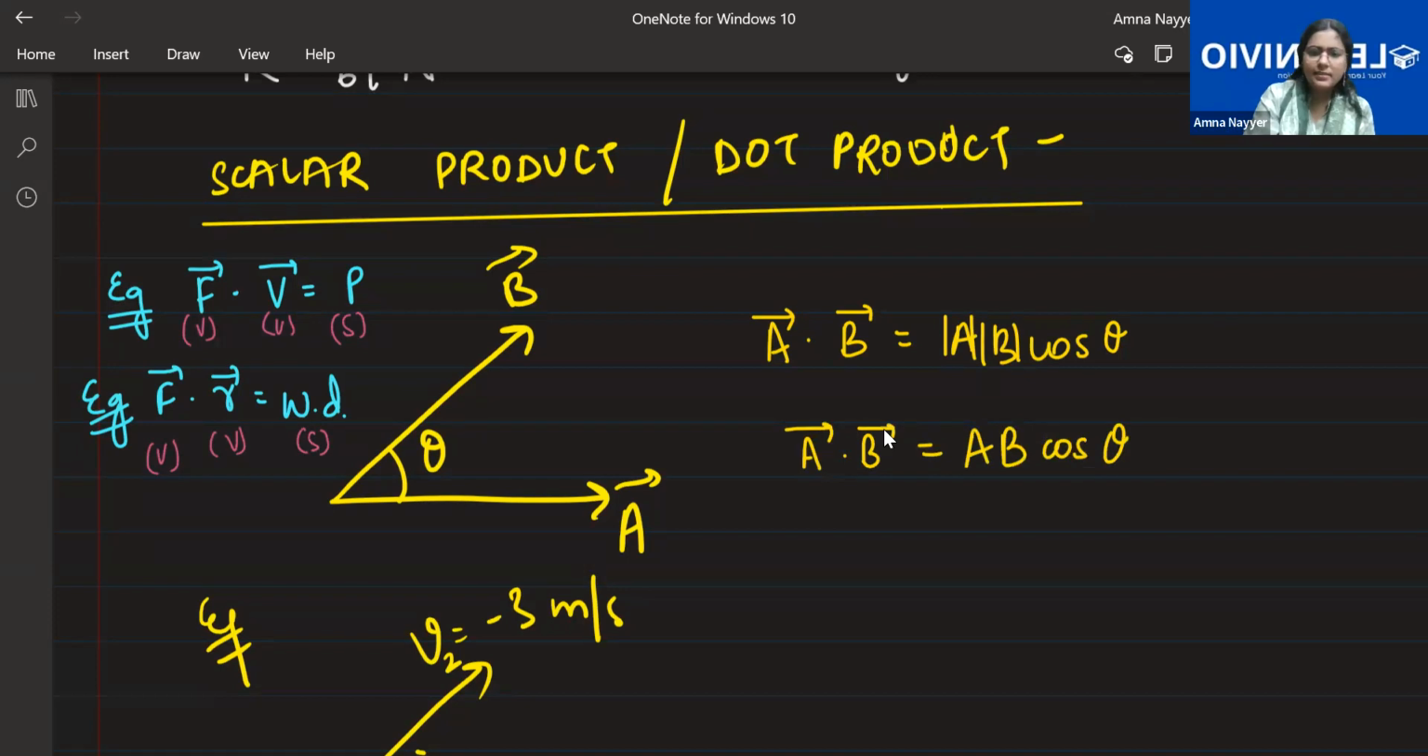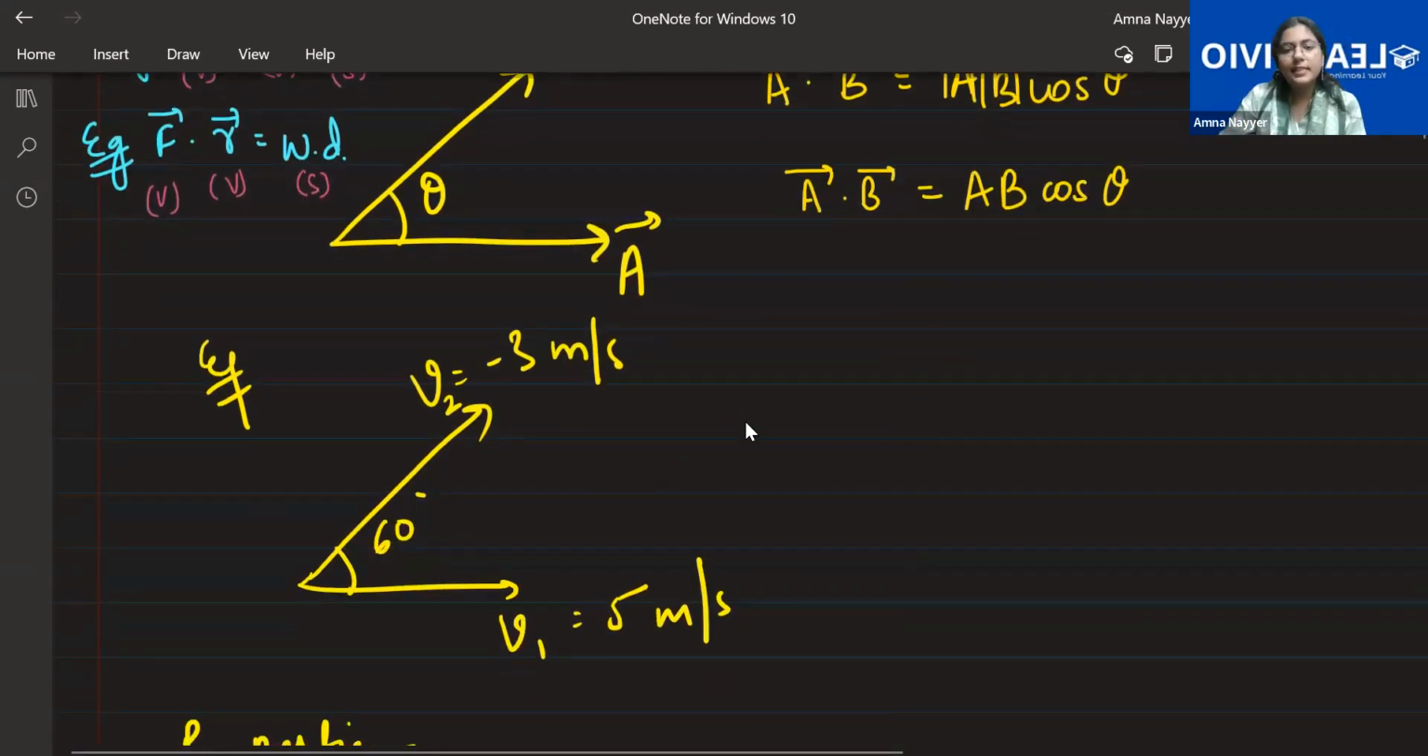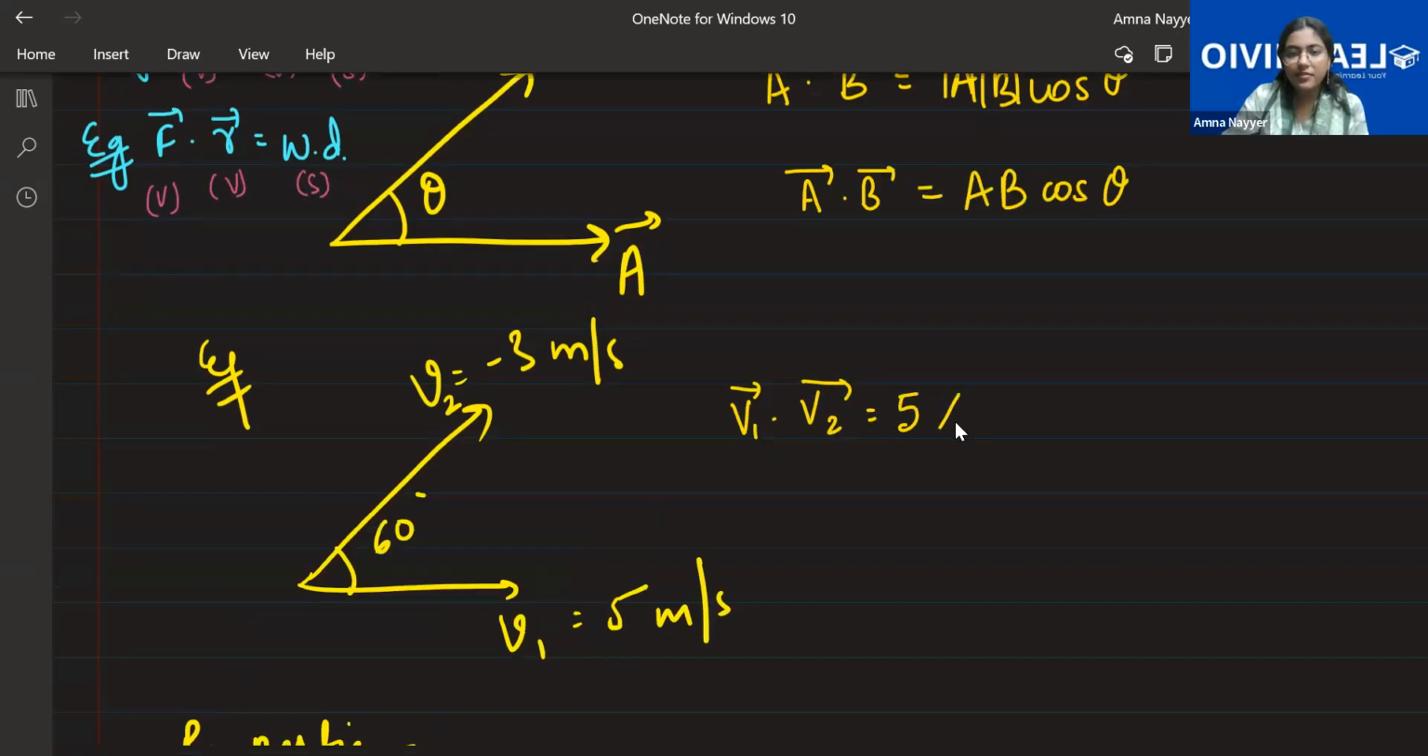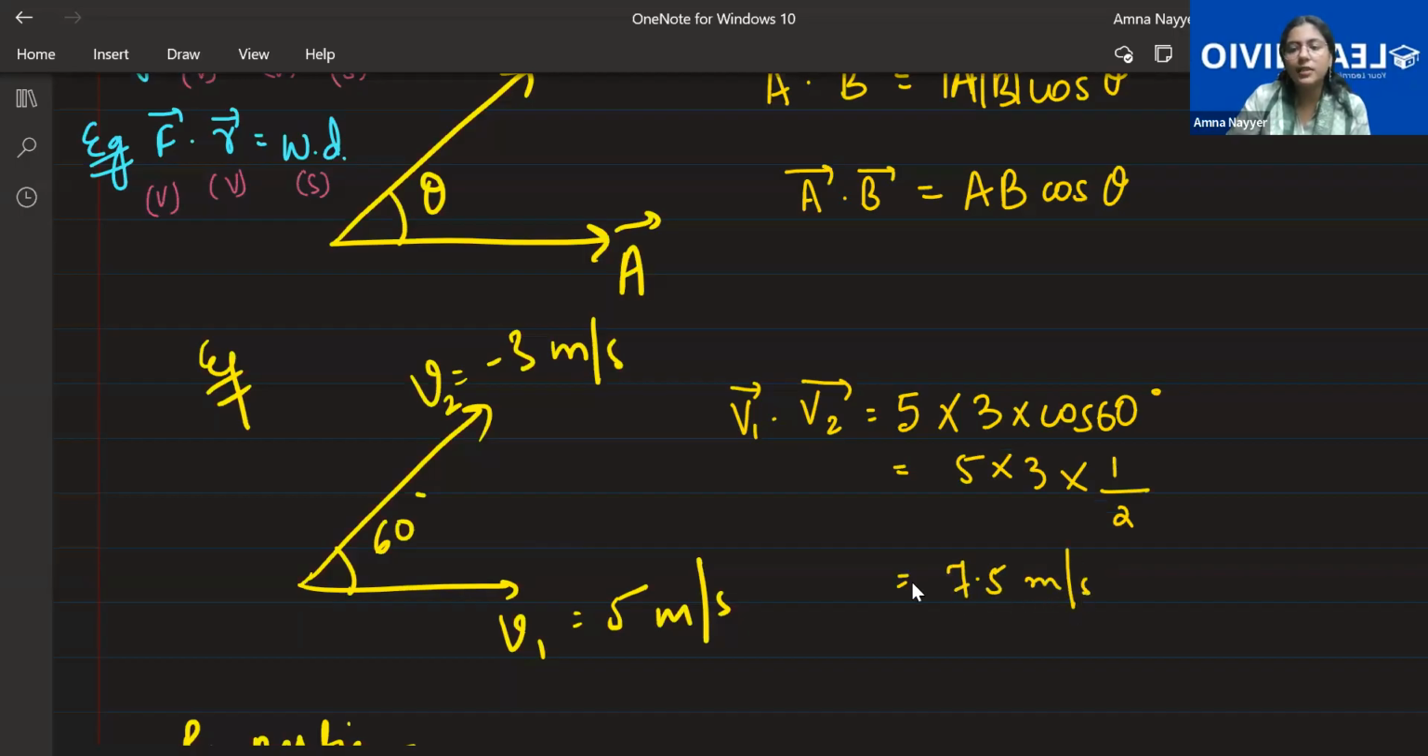Okay, let's look at an example. Let's say we have to get V1 dot V2. So V1 is 5, V2 is what will it be? 3. Yes, because we don't take the sign, since we are taking the magnitude, right? So it will be 3 into cos 60 degrees. So this will be 5 into 3 into cos 60, which is half. So this is 7.5 meter per second. This is the result of V1 dot V2.